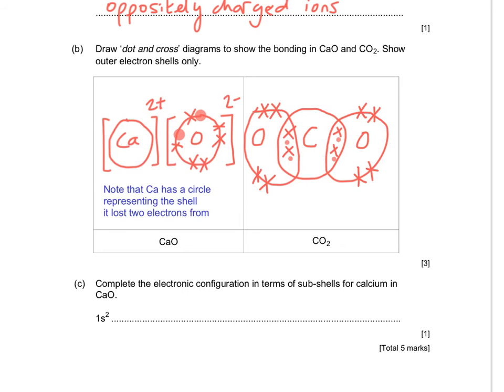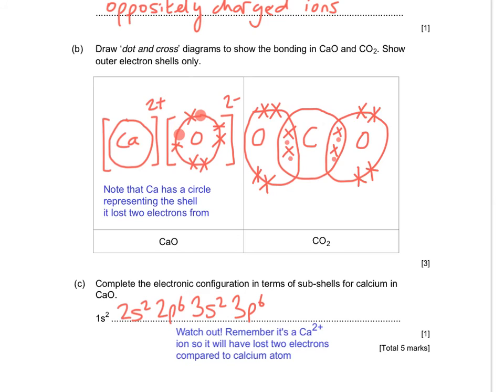The next bit just asks you to do the electron configuration in terms of subshells for calcium in CaO. So this one's a little bit sneaky. Calcium in CaO is in the form of Ca2+, isn't it? We just know that because we've drawn it in the previous part of the answer. Tons of people get this question wrong because they go and draw the electron configuration for a calcium atom. It's a calcium 2+ ion, so it's lost 2 electrons. So what you actually need is 1s2, 2s2, 2p6, 3s2 and 3p6.